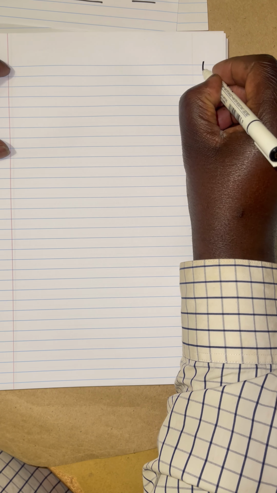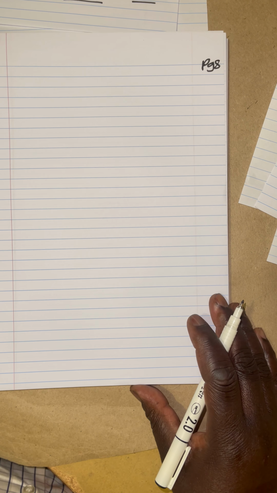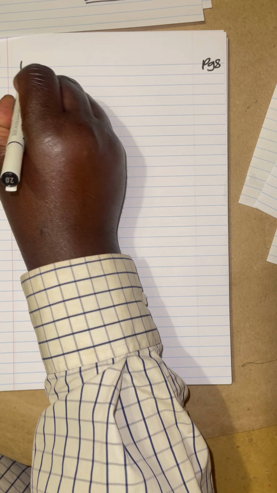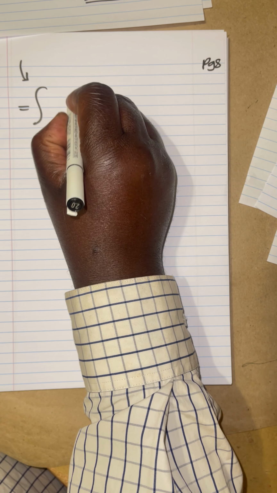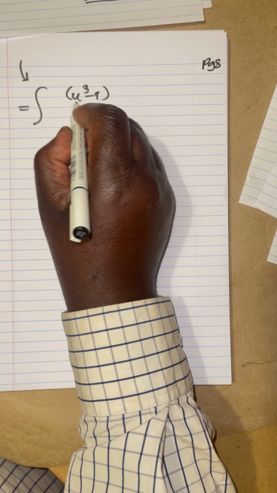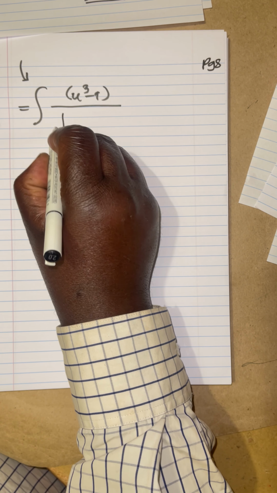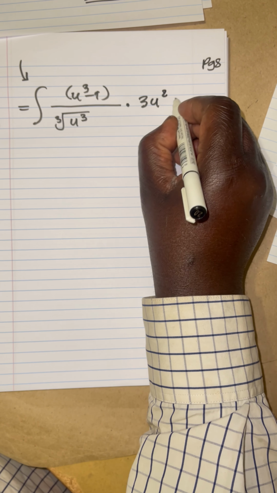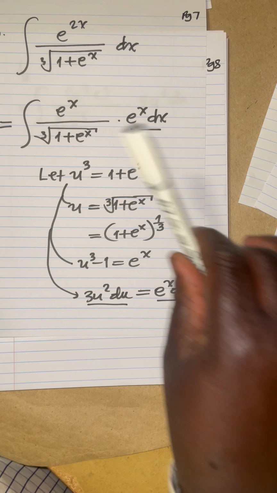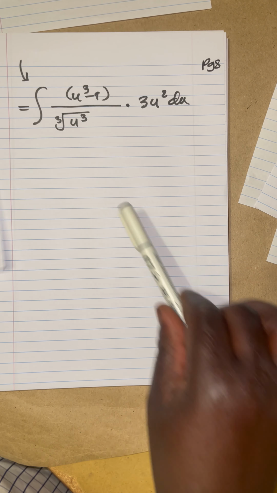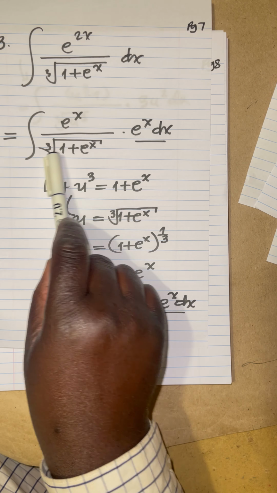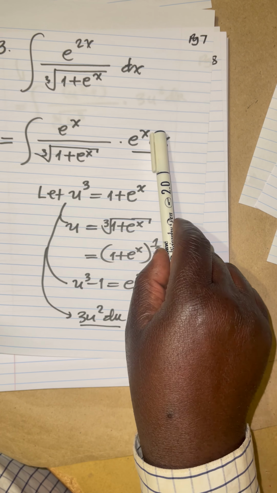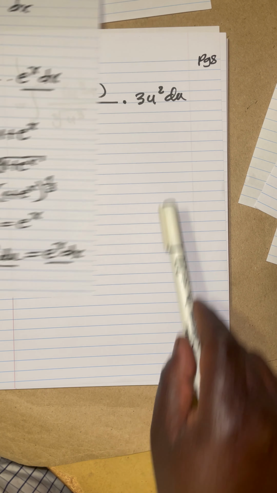Page 8 now. So what do we have now? We have this integral changing to the integral of u³ − 1 in the numerator, all over the cube root of u³, and there I'm going to have 3u² du. Remember what I told you. The numerator will be u³ − 1, the denominator will be the cube root of u³, and then e^x dx will be 3u² du.